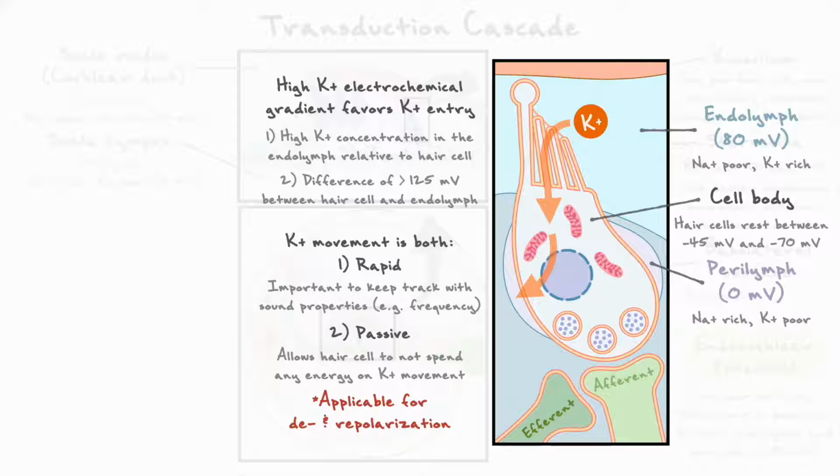This potassium causes a depolarization and starts the cascade that will eventually lead to the communication with afferents. To avoid building up that potassium, hair cells are exposed to perilymph where they can passively dump their potassium and keep their activity going. As such, both the depolarization and repolarization in hair cells is mediated by the passive flow of potassium. This is considerably different from the typical process that happens in neurons.